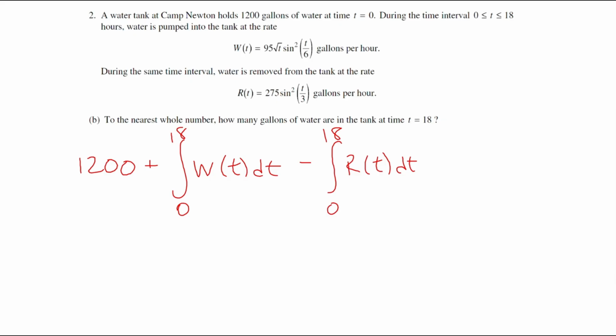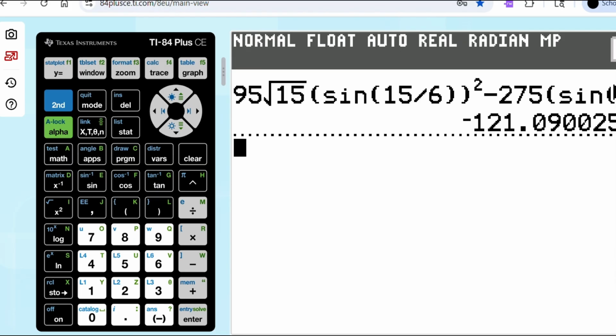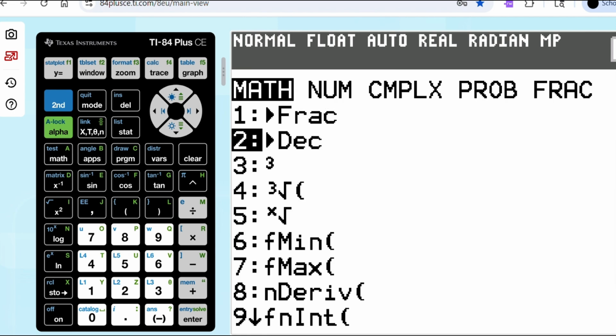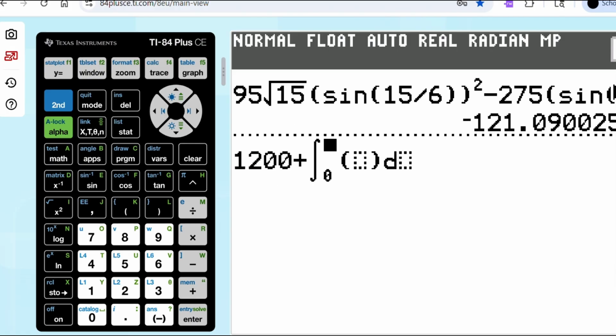So all we need to do is use our calculator to figure out what that value is. We'll do 1,200 plus, and then it'll be math, option number 9 to get your integral. And our limits are 0 to 18. Since it was 0 to 18 of both functions, one minus the other, I can put them both inside the same integral if I want to, or I can do them separately. I'm just going to put them both into the same one. That way I don't have to redo the integral portion.